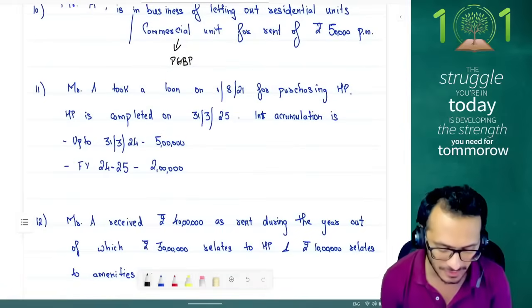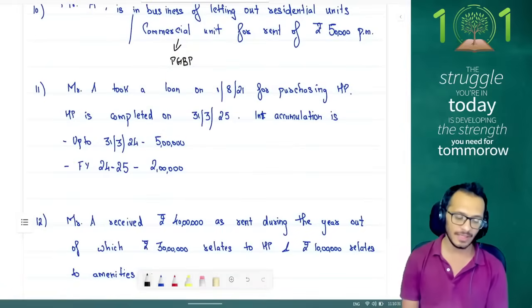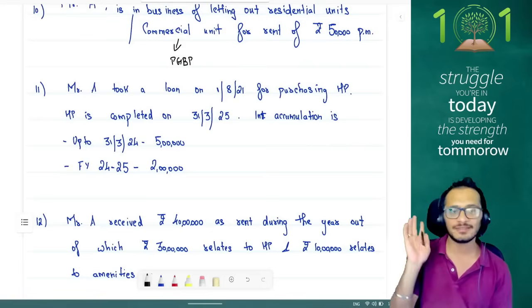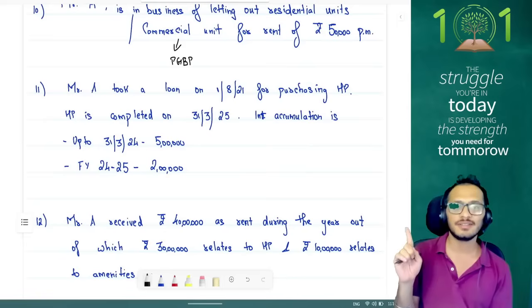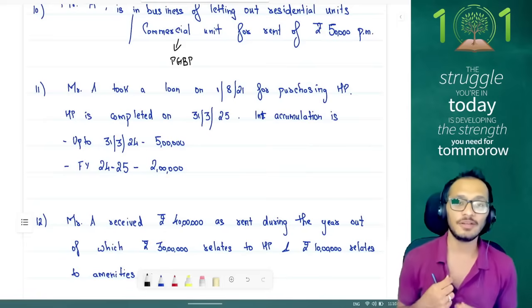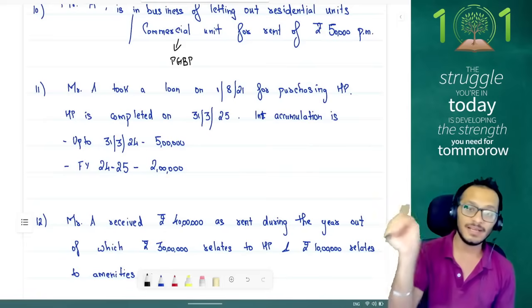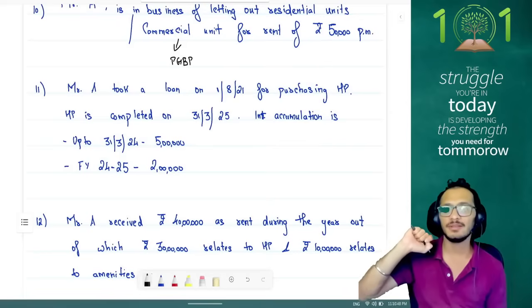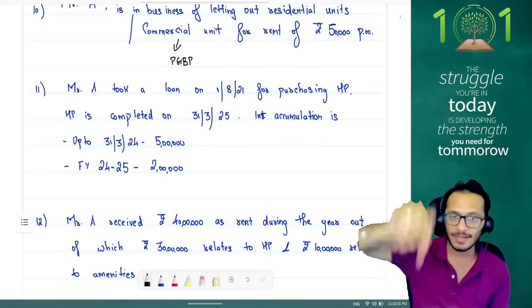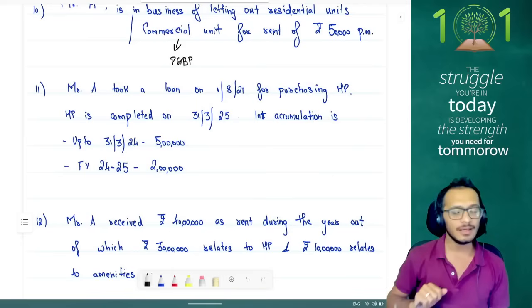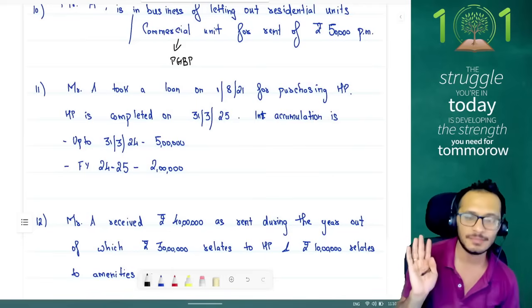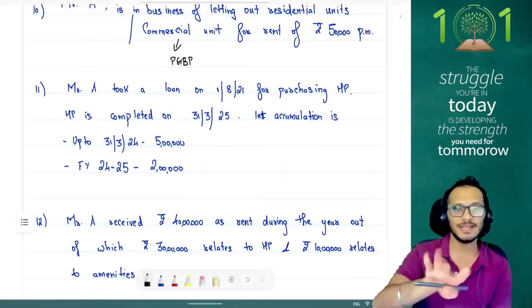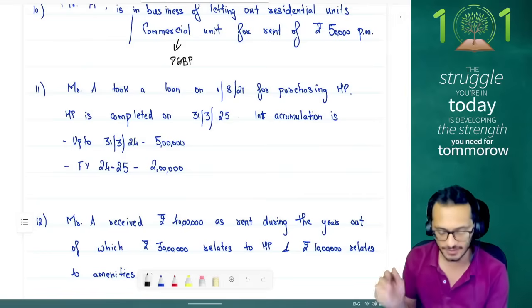Next, when it comes to Mr. A taking a loan on 1st August 2021 for purchasing a house property, completed only on 31st March 2025. Yes, there is a pre-construction interest question. What will you do? You'll take the period from the date on which the loan was taken up to the year prior to the year in which the house is completed. People, when is my house completed? My house is completed on 31st March 25, which means 24-25 will become the current year. Rahul, it is the last day. It doesn't matter. Even if it is the last day, this year will be fully considered as the current year, which means up to 31st March 24, whatever you have incurred will be called pre-construction interest.